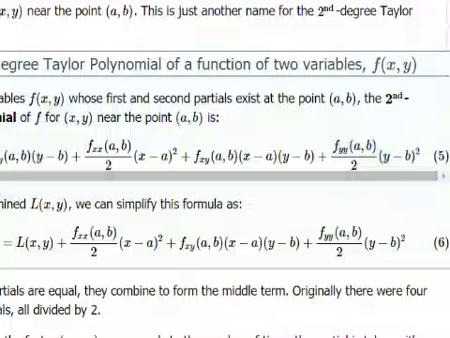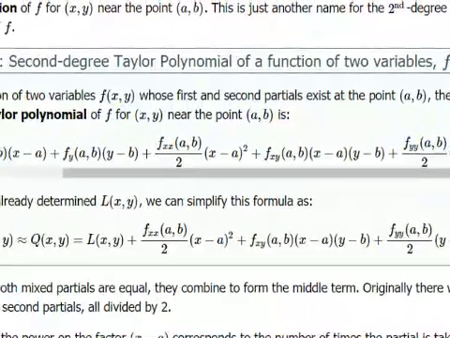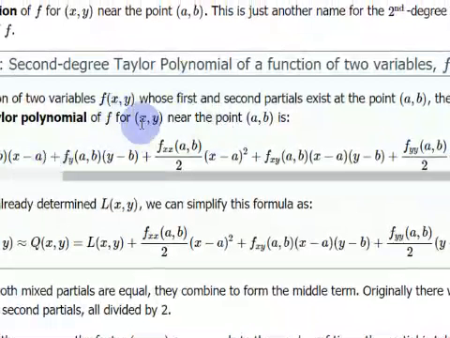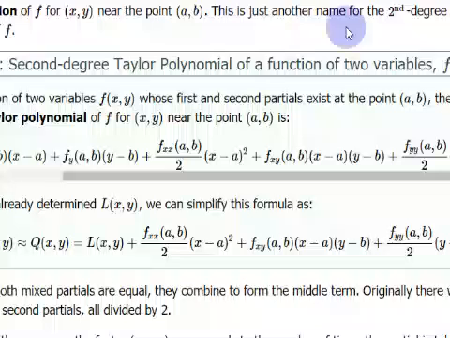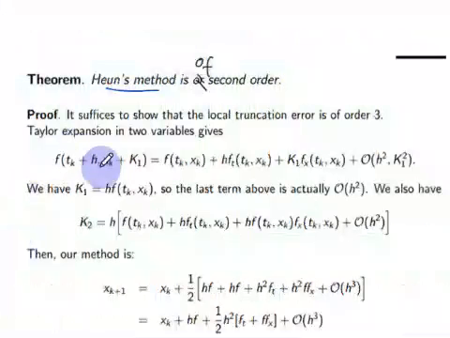This is the second order Taylor polynomial of f for two variables. Now we use that. So this is the Taylor expansion of f at (tk, xk).